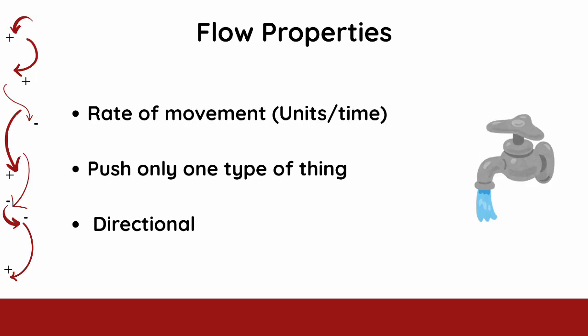Similarly, flows can only push one type of thing. They push this thing at a rate over time, and they're directional. Flows move things between stocks and only between stocks. If there's a cloud, that's really some other stock off screen that we aren't modeling.